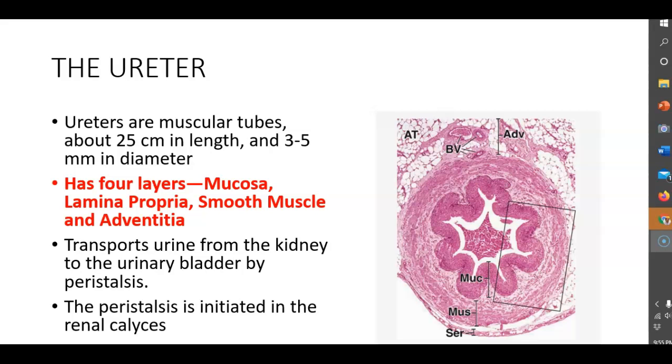Hello, today I'll discuss the histology of the ureter.